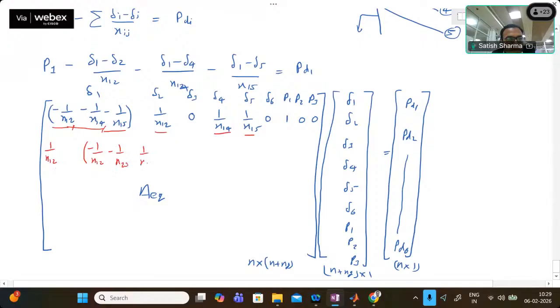x3, 4, 5 and 2 6, so with a negative sign each. So this is delta 2. Some delta 3 will also come, and that will be 1 upon x23. Delta 4 will also come, 1 upon x24, and delta 5 is also there, x25. Delta 6 is also there, so x26, then 0, and we have a generator here, and we do not have a generator at this particular part. So this is what we need to see.